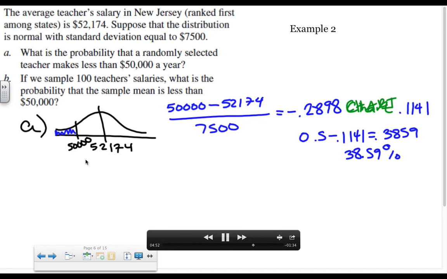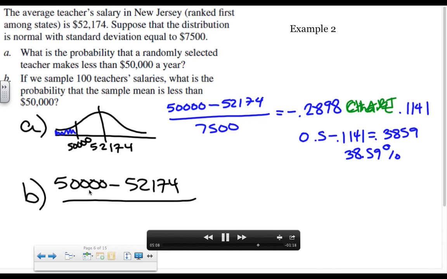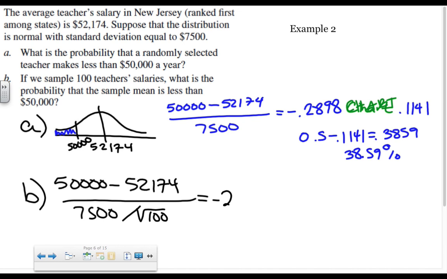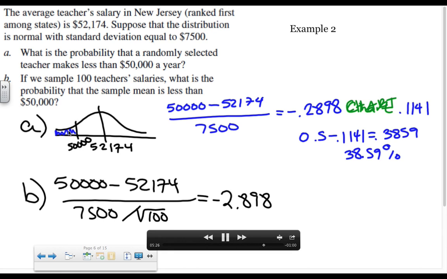Now let's sample and say what's the probability that the mean will be less than 50,000. So this is a different question. It's not asking what's the probability that a teacher will make less than 50,000, but what's the probability that if I were to sample 100 people, the mean would be less than 50,000? So I do the same thing, 50,000 minus 52,174. But now I have to divide by the square root of 100. And I calculated that, and I get negative 0.2898. All right. In the chart, now it's the same chart, the same picture. The picture has not changed.